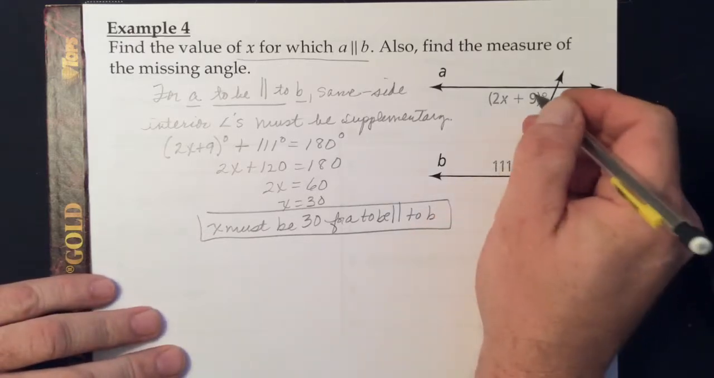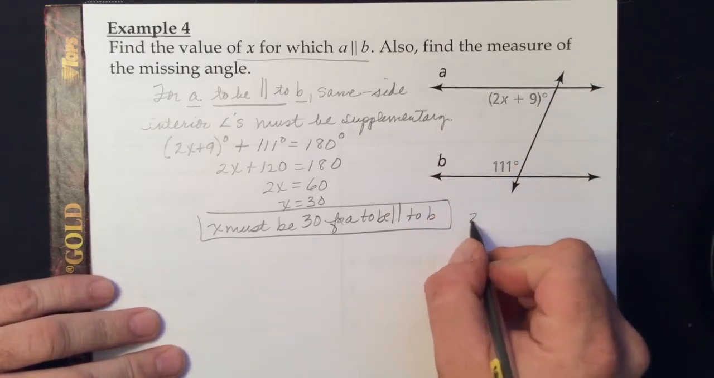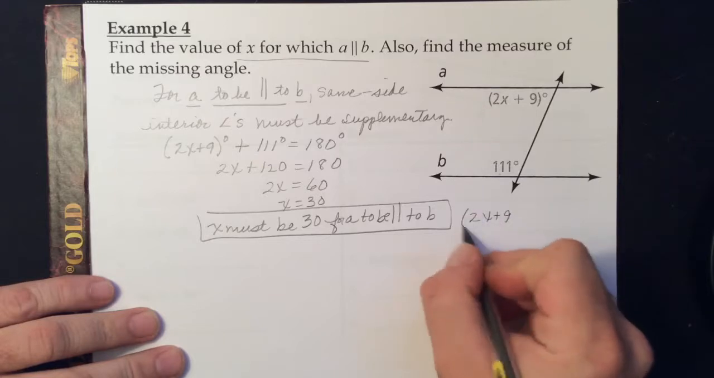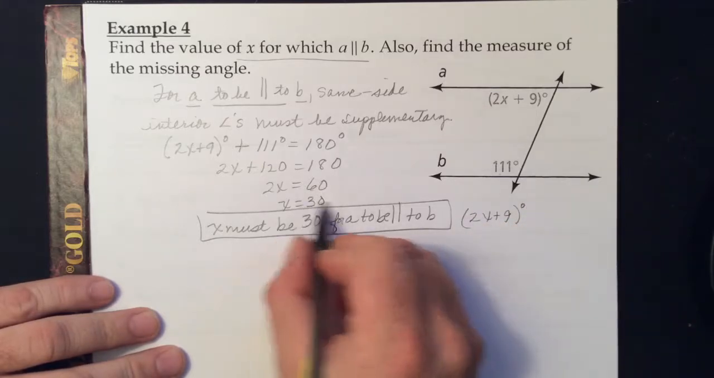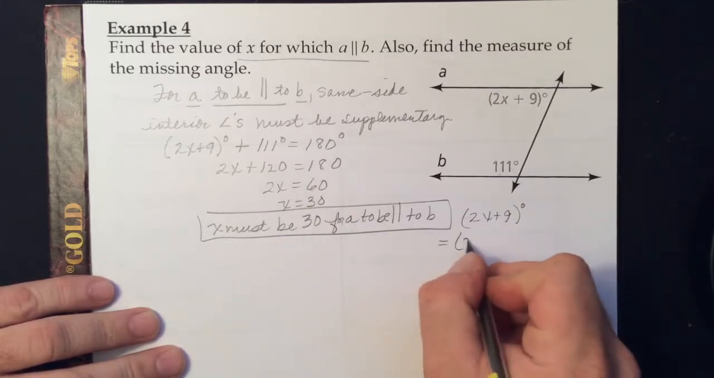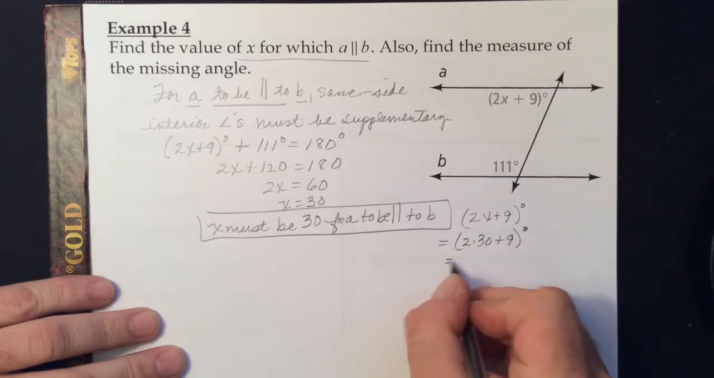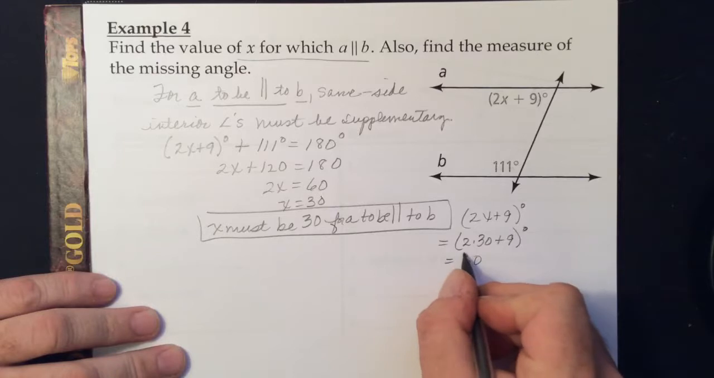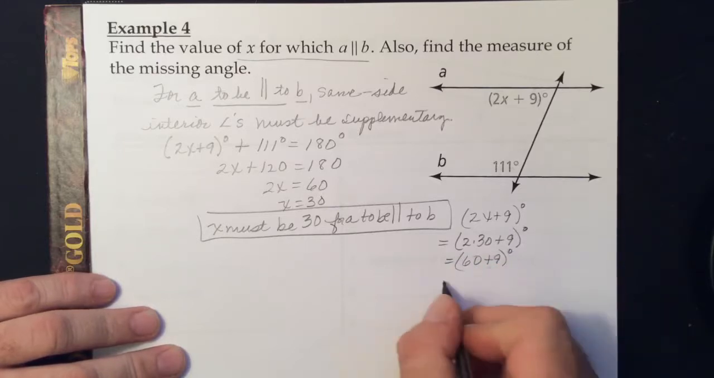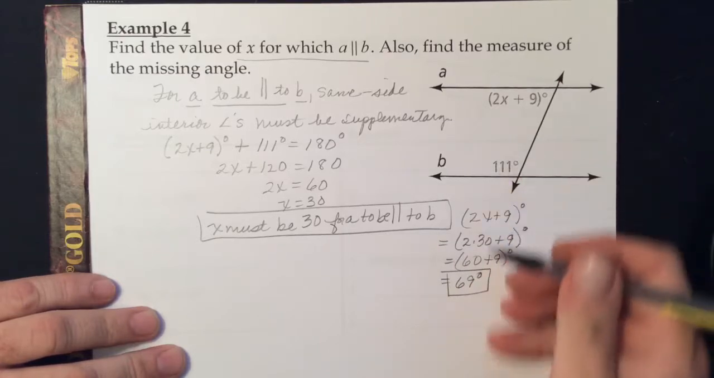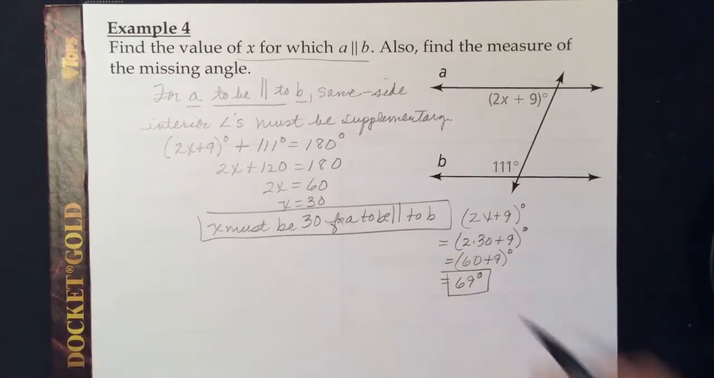Okay, and then figuring out what this angle is, we can take 2x plus 9 degrees, whatever the measure of that is, and substitute in the value for x. We have 2 times 30 plus 9 degrees. 2 times 30 is 60 plus 9 degrees, which gives us 69 degrees. And to check it, you can add 111 to 69 and you should get 180.